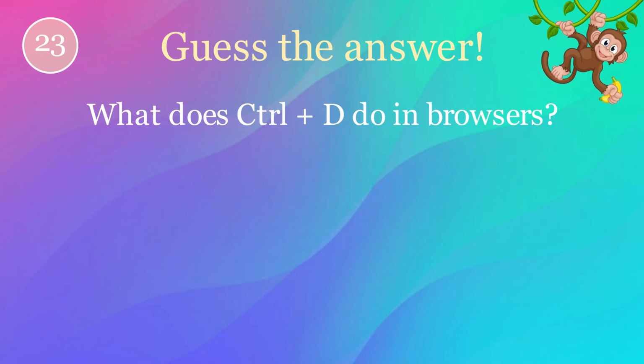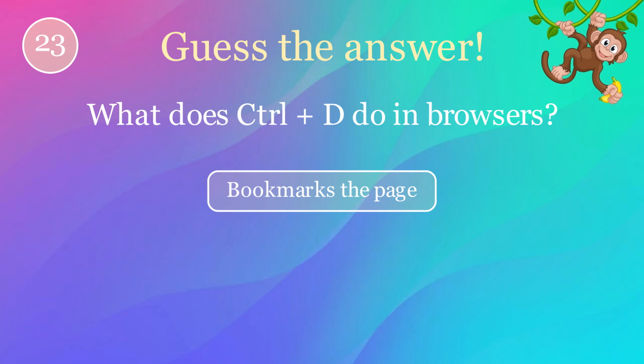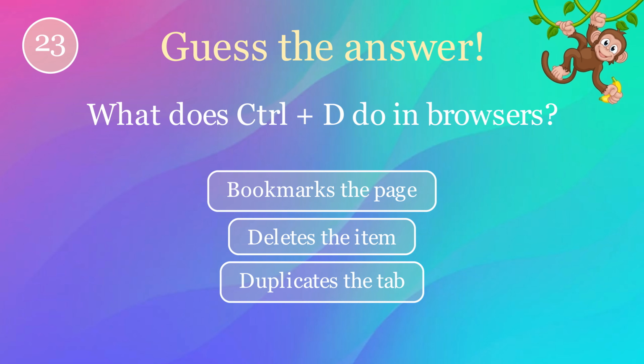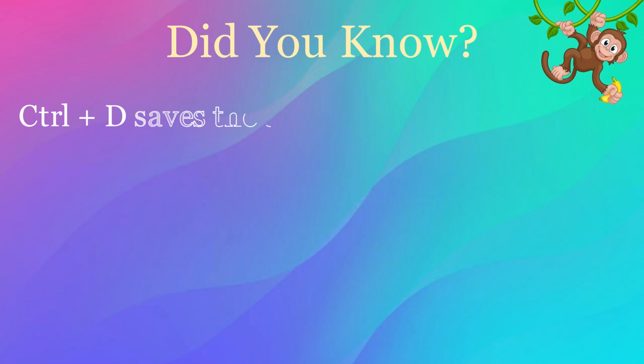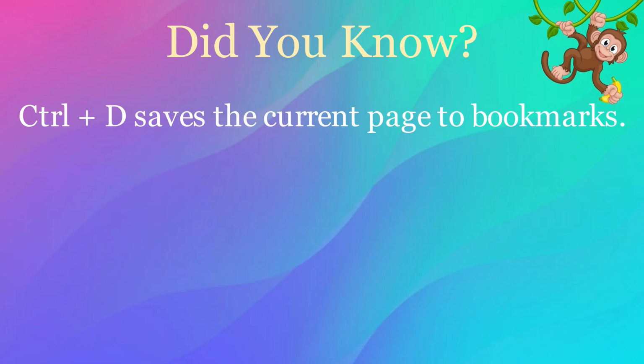What does Ctrl+D do in browsers? Bookmarks the page. Deletes the item. Duplicates the tab. The correct answer is, bookmarks the page. Here's an interesting fact, Ctrl+D saves the current page to bookmarks.